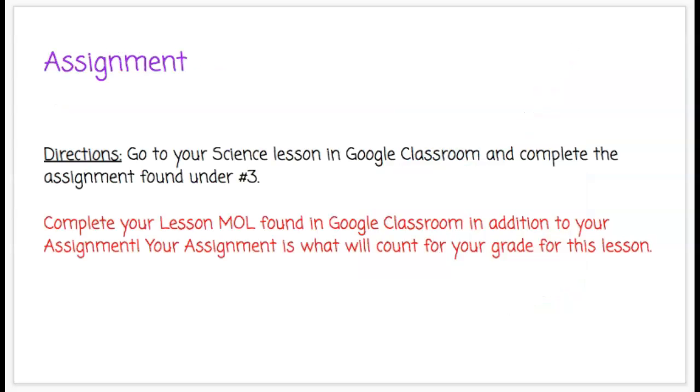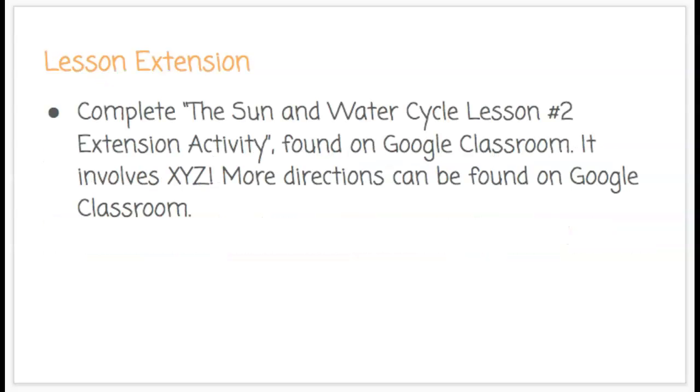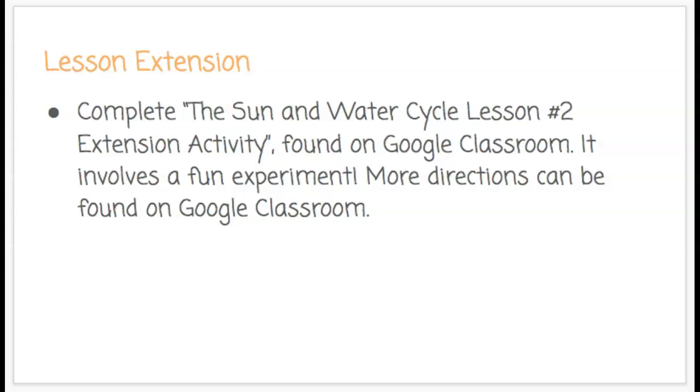Your assignment: go to your science lesson in Google Classroom and complete the assignment found under number 3. Make sure you complete your MOL in Google Classroom in addition to your assignment. Your assignment is what's going to count for your grade in this lesson. Then you will complete the lesson extension activity, which is found in Google Classroom. It involves a fun experiment. More directions can be found on Google Classroom.